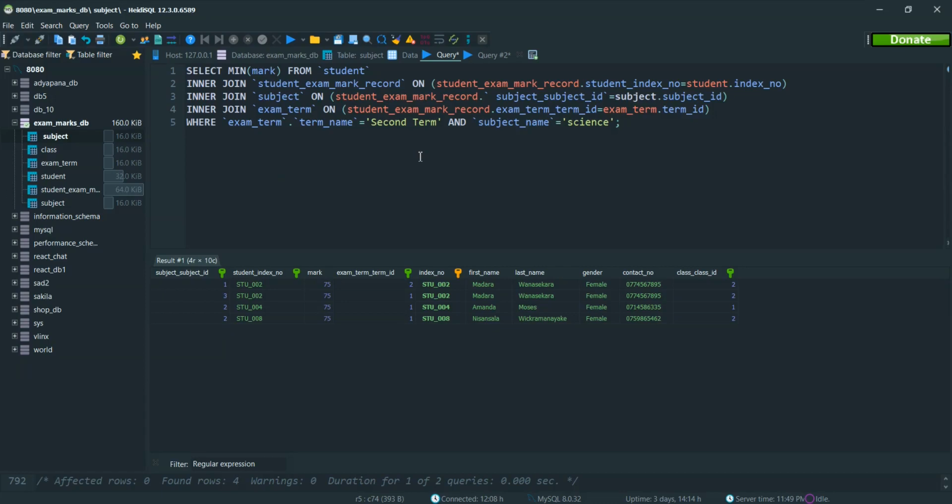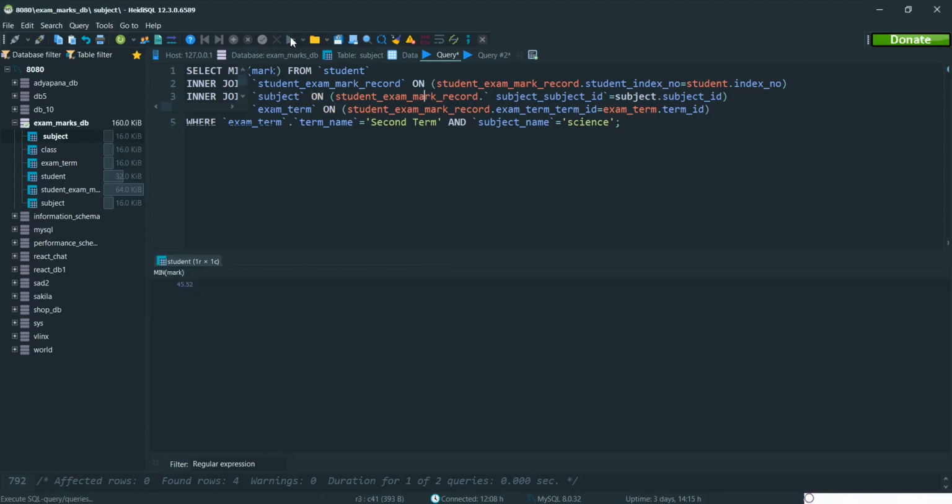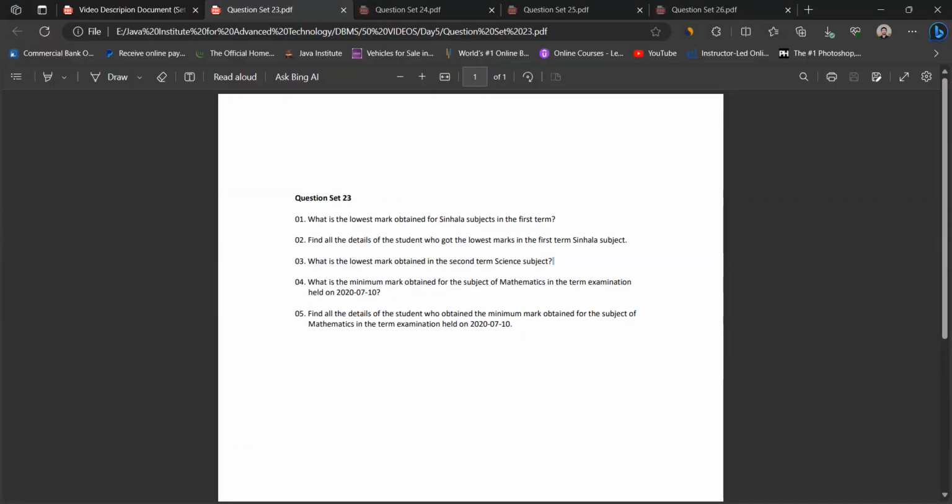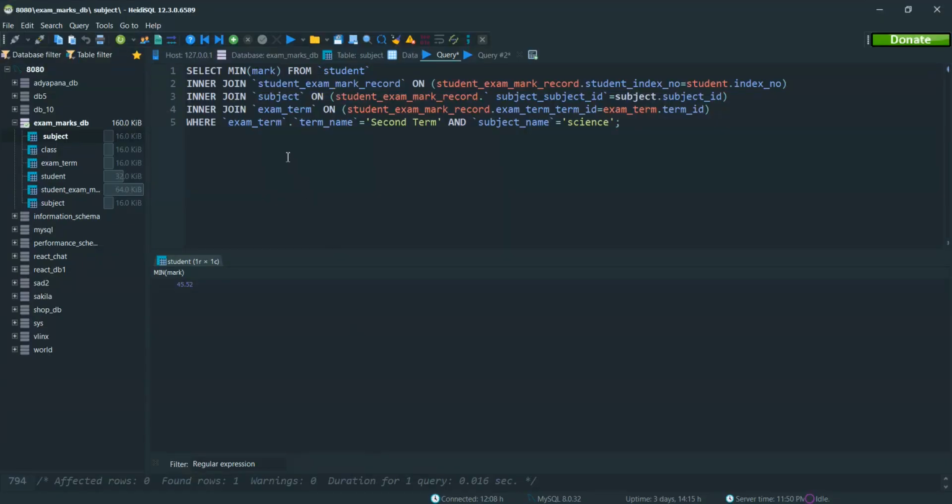We also have used the min function, which represents minimum, to get the least mark or the lowest mark from the mark column. We also have used 3 inner joins along with the conditions. So this is the least or the lowest mark obtained in the second term test.